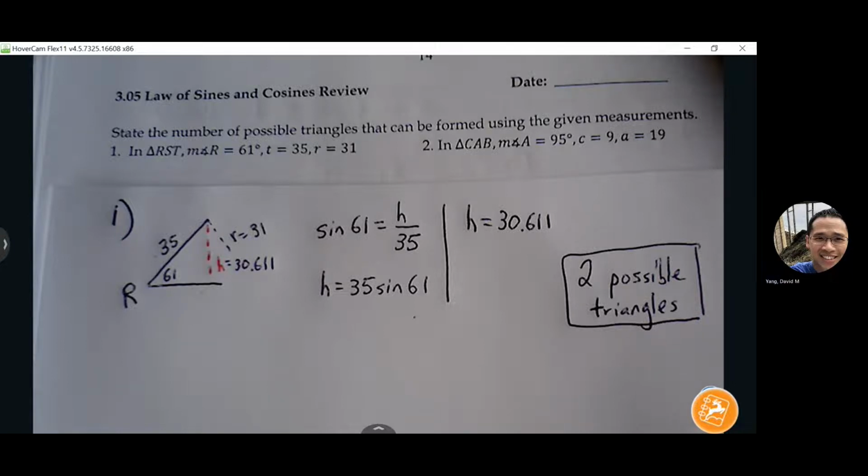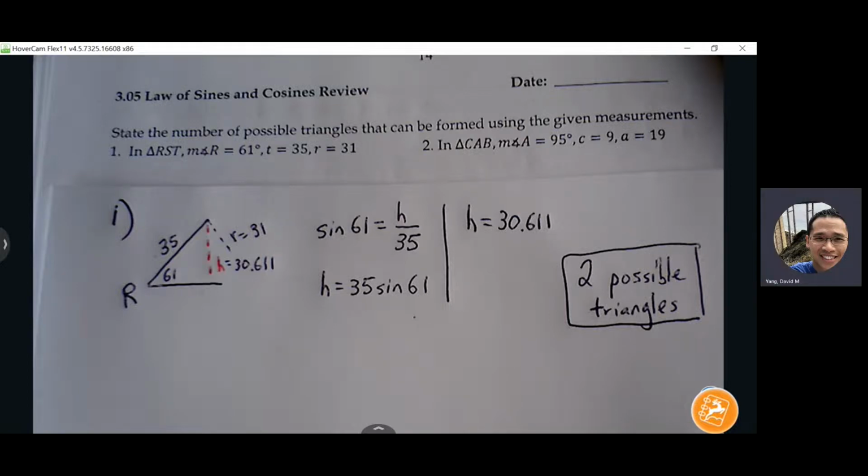What if the height was 31? One triangle, right? That means that the hanging side is going to land exactly here where the altitude is. What if height was 30.61, hypotenuse was 35, but R was 40? Only one triangle. That 40 means that it can't hide over here because it's going to be longer than 35, so it can't be over here. It's only going to be over here. Only one triangle.